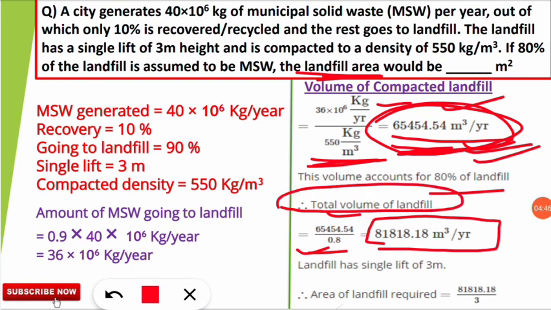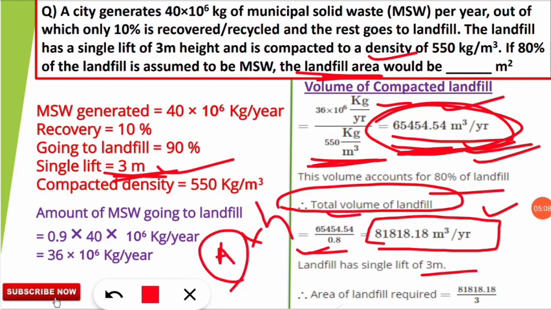We need to find the total area of the landfill. We have the volume, and we know one thing which will be used here, that is the single lift, the height, which is 3 meter. To calculate volume, the main important thing is area multiplied by the height. We have to find the area, we know the volume and we know the height. So we will simply divide this volume by the height.